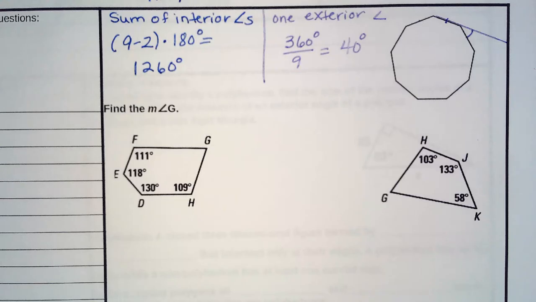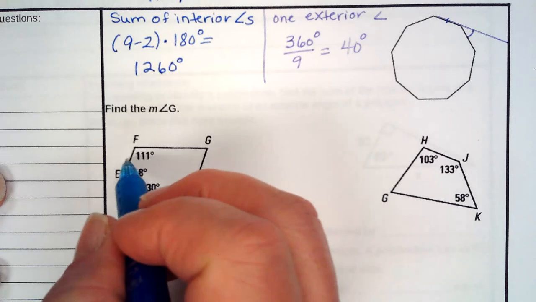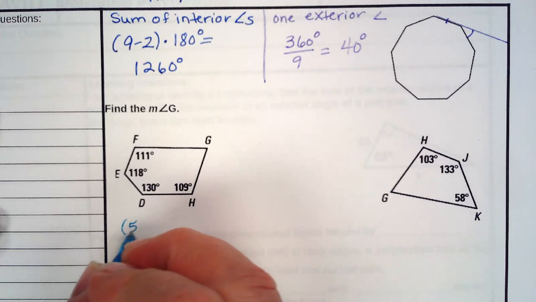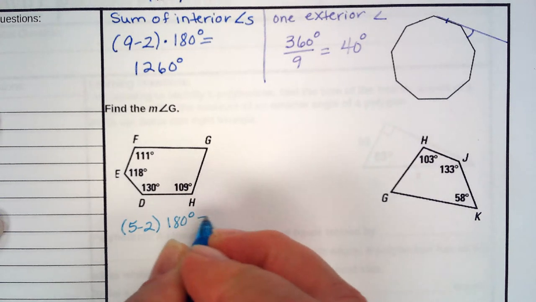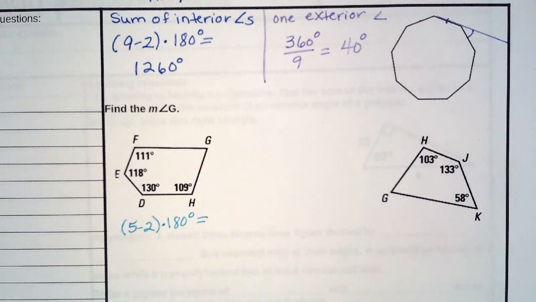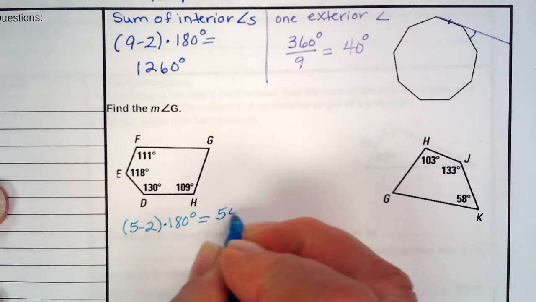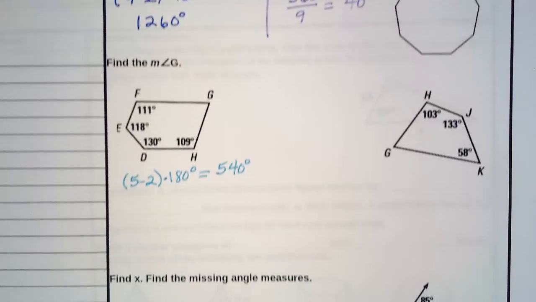So, if I'm looking at this, I've got 1, 2, 3, 4, 5 sides. 5 minus 2 times 180 degrees. 3 times 180 degrees, we did that a little bit ago, and we ended up with 540 degrees. That's my total number of degrees.